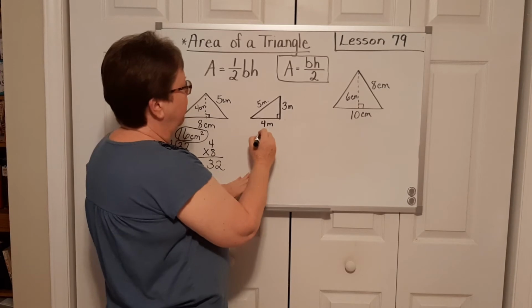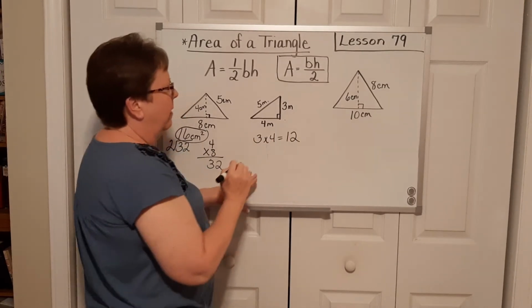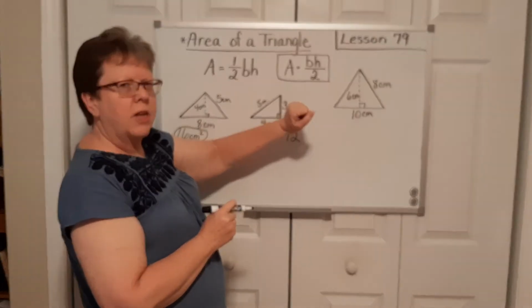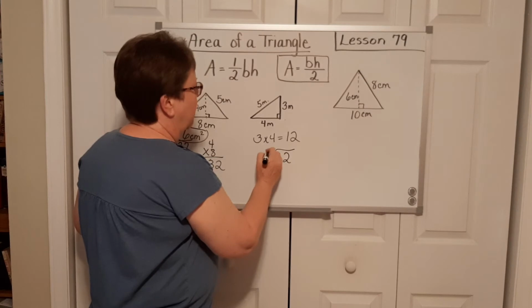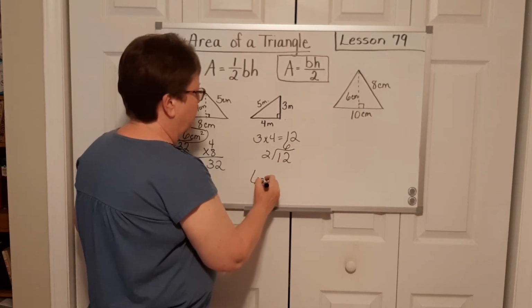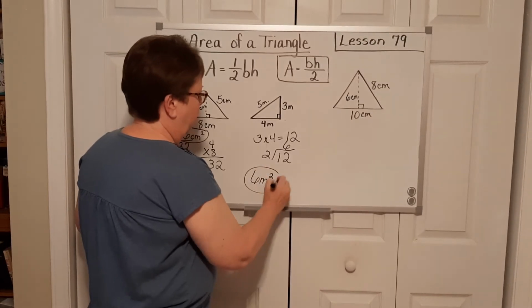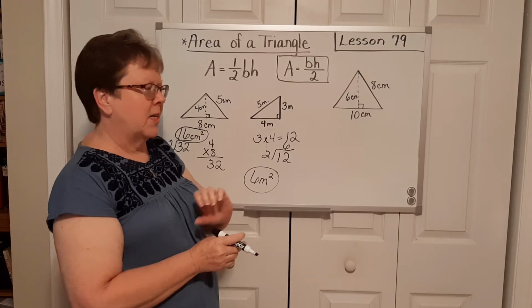So 3 times 4, we know is 12. That's our base times our height. Then we have to take that answer and divide it by 2. So we know our 12 divided by 2 is 6. So we have 6 meters squared. All right. Not that hard, is it?